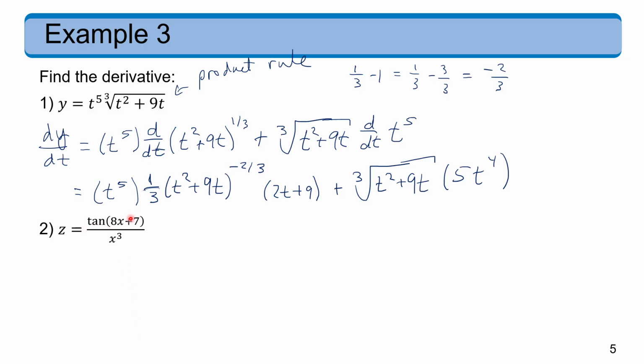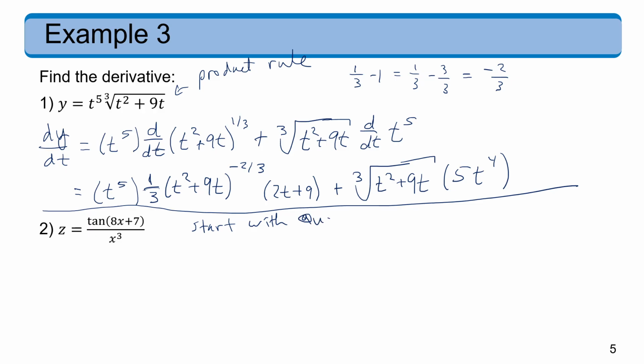We have this composite function, right? We've got tangent with something plugged in place of plain x. But that's just part of a quotient. So you have to start with the quotient rule on this one. Okay, so here z is a function of x, so that means the derivative would be written dz dx, or you could just write z prime.